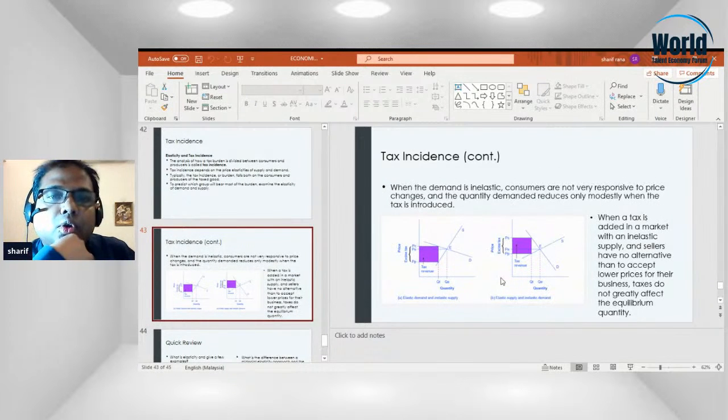Tax incidence. When demand is inelastic, consumers are not very responsive to price changes, and the quantity demanded reduces only modestly when the tax is introduced. When a tax is added in a market with inelastic supply, sellers have no alternative other than to accept a lower price for their business, so taxes do not greatly affect the equilibrium quantity.